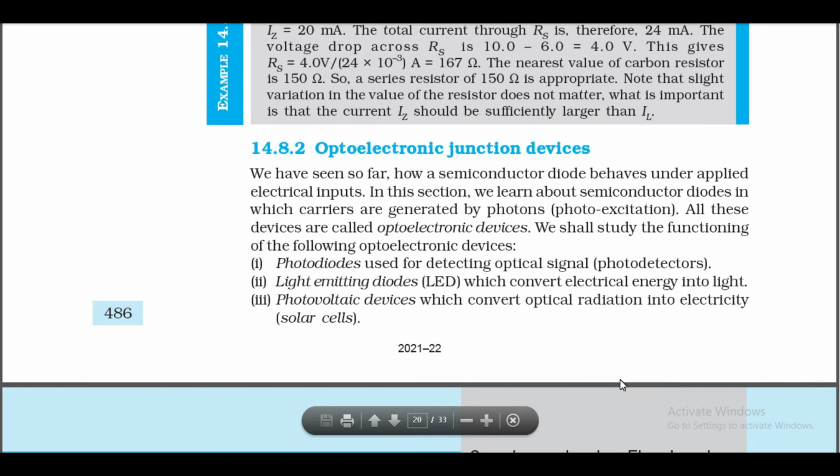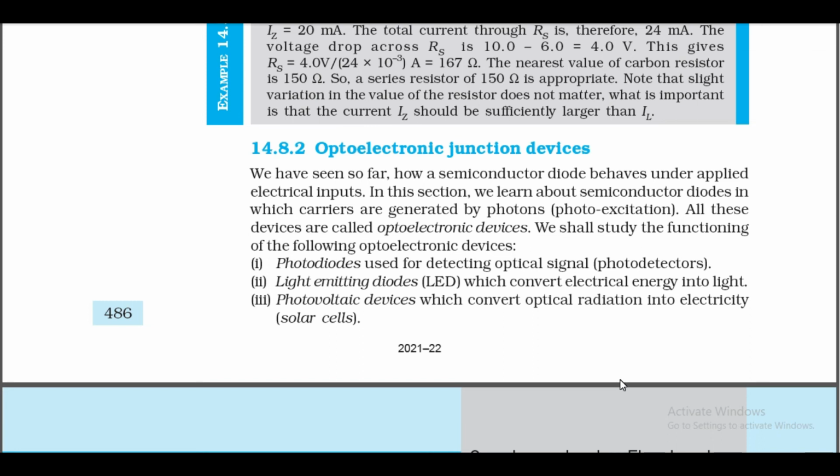14.8.2 Optoelectronic Junction Devices. We have seen so far how a semiconductor diode behaves under applied electrical inputs. In this section, we learn about semiconductor diodes in which carriers are generated by photon excitation. All these devices are called optoelectronic devices. We shall study the functioning of the following optoelectronic devices.